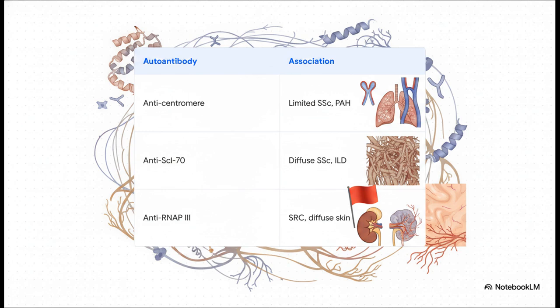Anti-Scl-70, that's a red flag for diffuse SSC and severe interstitial lung disease. And anti-RNA polymerase III strongly indicates aggressive diffuse skin disease and the dreaded scleroderma renal crisis. These aren't just labels, some of these actually directly promote the vasculopathy.